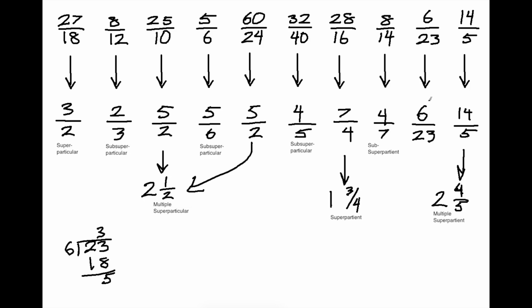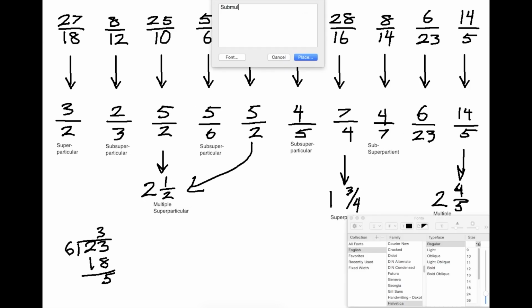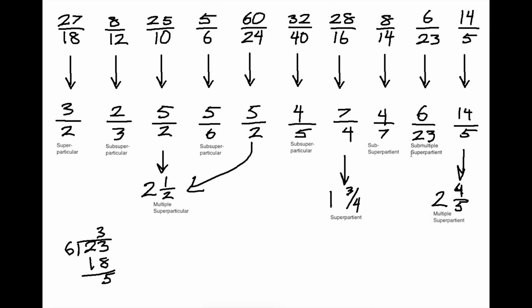This is a sub-multiple superpartient because it's like a multiple in the sense that one of the numbers goes into the other one several times, but because their places are reversed and the numerator can go into the denominator many times, then it's a submultiple. So that makes this one submultiple superpartient, because we end up with a remainder of 5/6, not 1/6. So because we have a remainder that's greater than one fractional part, it's a superpartient, but it's a submultiple superpartient because the 6 goes into 23 many times. And there we have it.